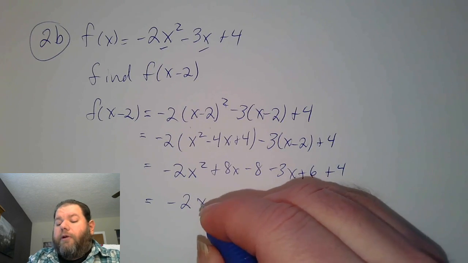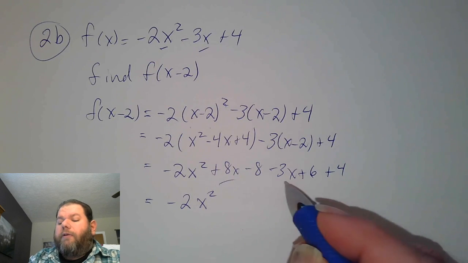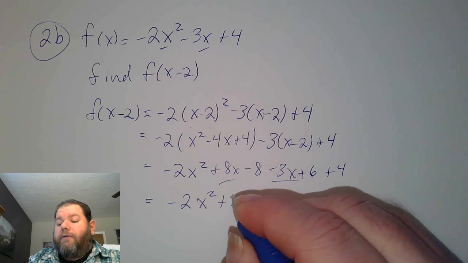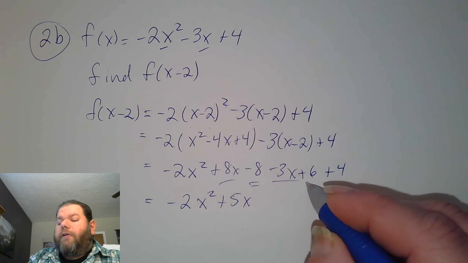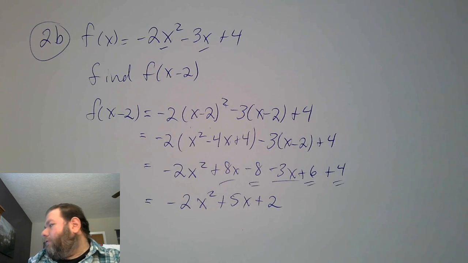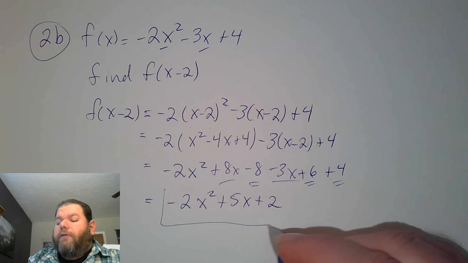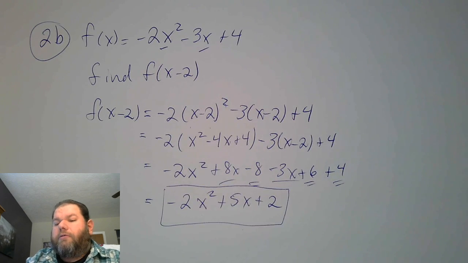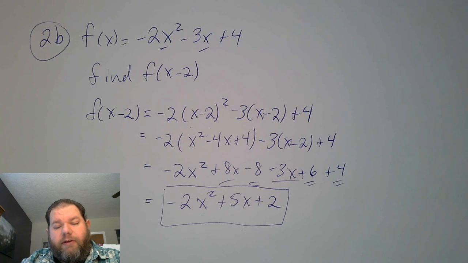So we have a negative 2x squared, and then 8x minus 3x, so that'll be plus 5x. Negative 8 plus 6 plus 4, that will be plus 2. So that is our answer right there. A lot of students get to that and they think they need to keep going with it, but the instructions were only to evaluate the function at the given expression, and that's what we've done. We go through, we plug in our x minus 2, we multiply it out, we simplify it, that's all we have to do.